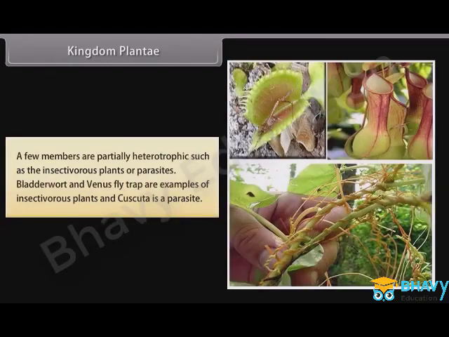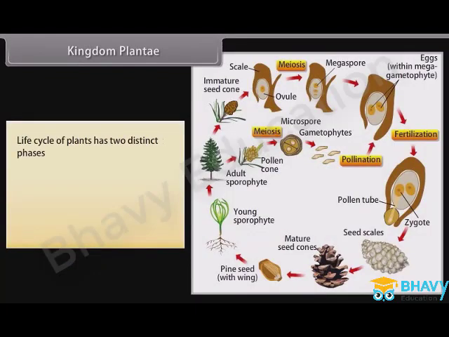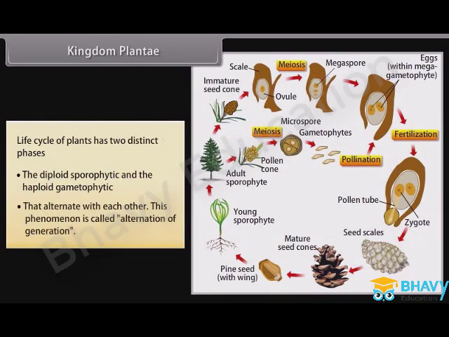A few members are partially heterotrophic, such as the insectivorous plants or parasites. Bladderwort and Venus flytrap are examples of insectivorous plants, and Cuscuta is a parasite. The life cycle of plants has two distinct phases, the diploid sporophytic and haploid gametophytic, that alternate with each other. This phenomenon is called alternation of generation.